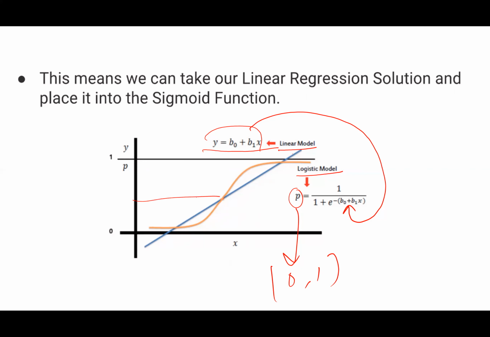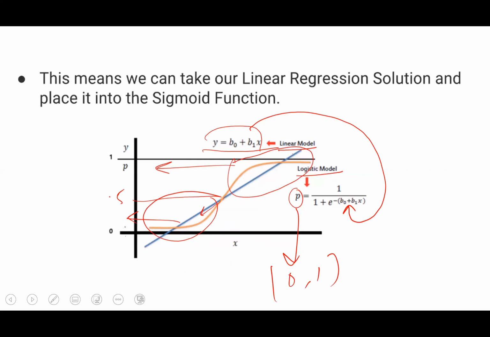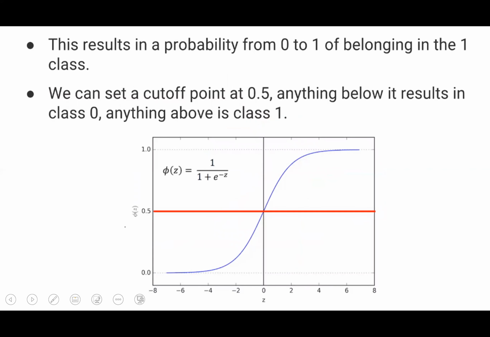Wherever this point is, maybe say 0.5, whatever values are more than 0.5 belong to class 1, and whatever values are below 0.5 belong to class 0. Maybe they have cancer or not, or something like that. So this results in a probability from 0 to 1 of belonging to class 1. We can set a cutoff point at 0.5. Anything below it results in class 0, anything above it is class 1. Here, this red line is our cutoff point.